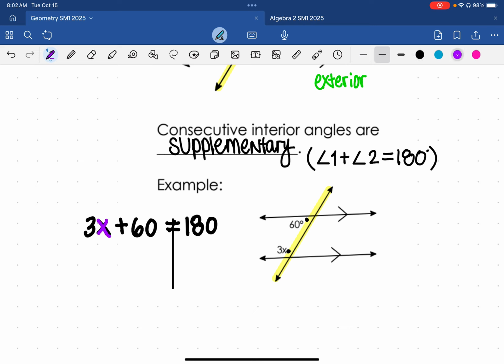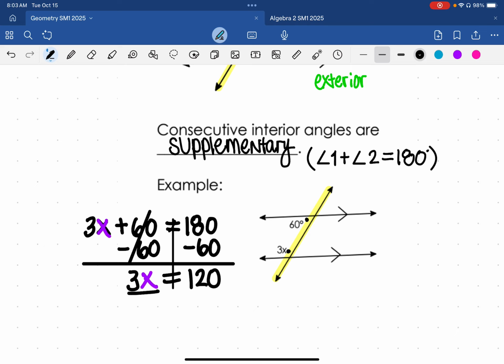All right, let me just go ahead and make that a color. And of course, we're going to go ahead and eliminate the 60 by doing the opposite, because we always get rid of our add or subtract first. There we go. And then, of course, we would divide.